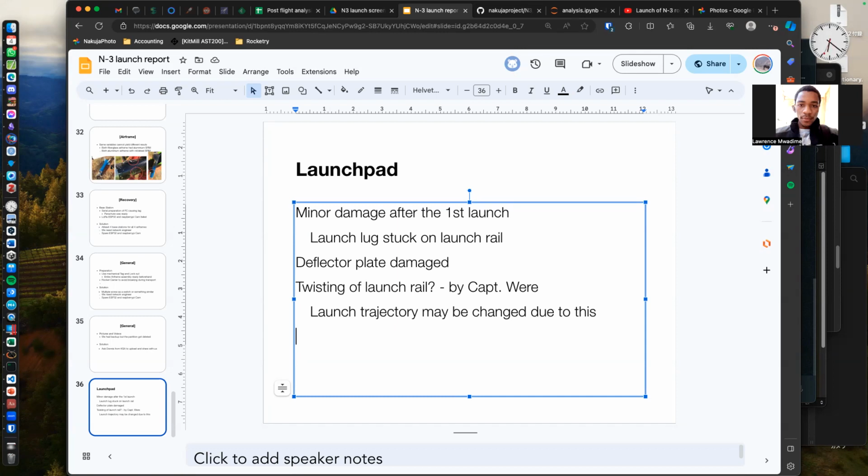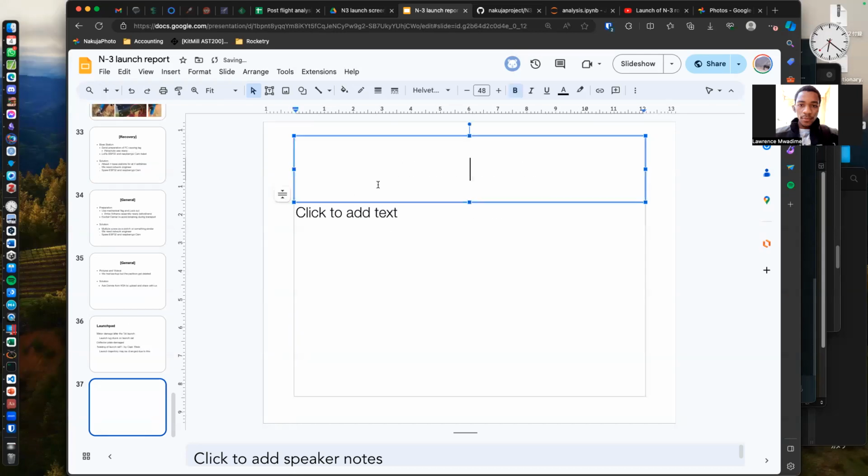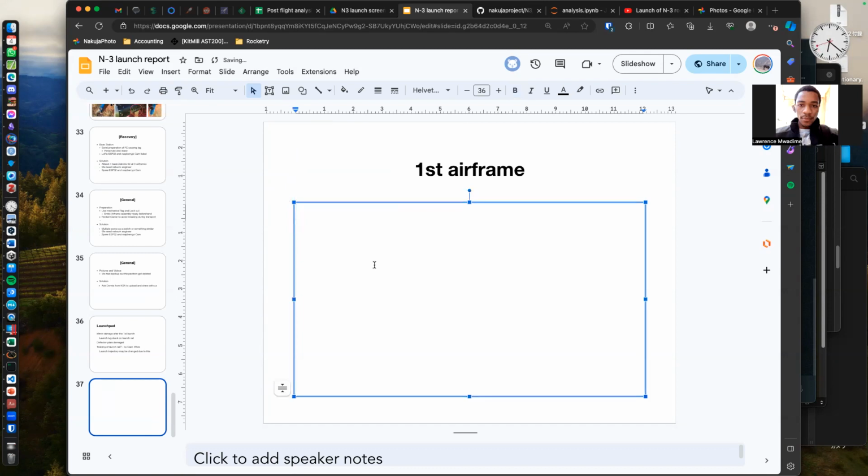Apart from that, I think I'm done with the launch pad. I'll have to move on to the first airframe. What I noted, like many people have said, is that for the first airframe, the nozzle was ejected and we lost power, and therefore the rocket did not go very far, and the bolts were observed to be sheared completely.